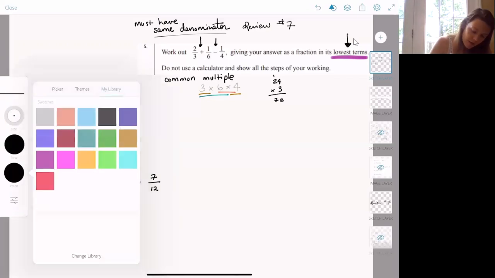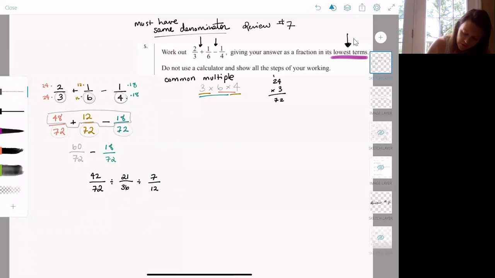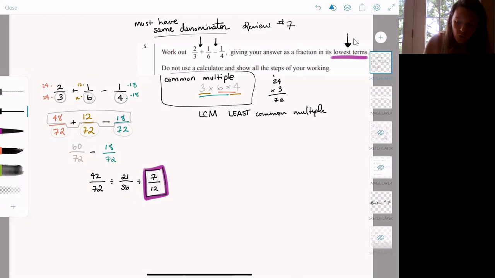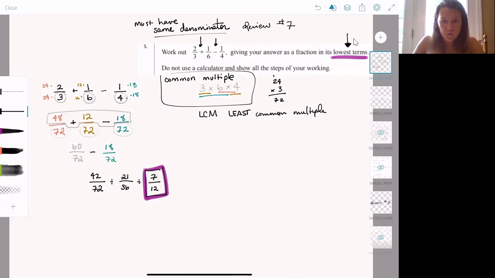Now, I know that 7 is a prime number, so that is going to be my simplified answer. Okay, so that is in lowest terms. Okay, so let's look at a different way to do it. Instead of just finding a common multiple, let's find the LCM, which is the least common multiple. So the smallest number that 3, 6, and 4 all divide into.